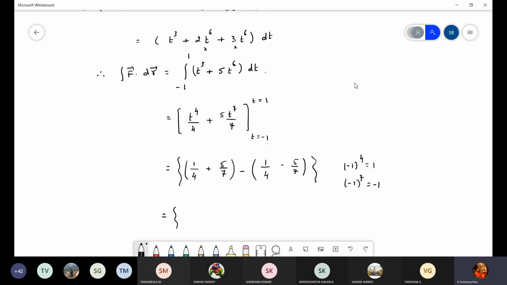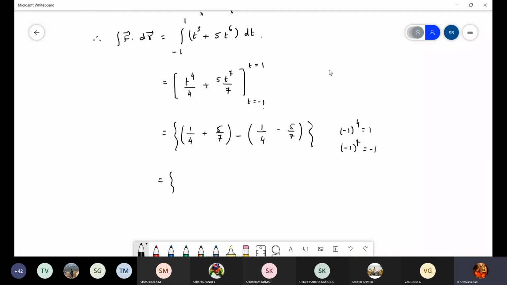Don't take LCM or anything. Just remove the bracket. What does it give? 1 by 4 plus 5 by 7 minus 1 by 4, minus minus plus 5 by 7. Yes, 1 by 4 and 1 by 4 cancel. 5 by 7 means 2 times 5 by 7. The answer is 10 by 7. So this is the line integral of F dot dr along the curve C. Got it?